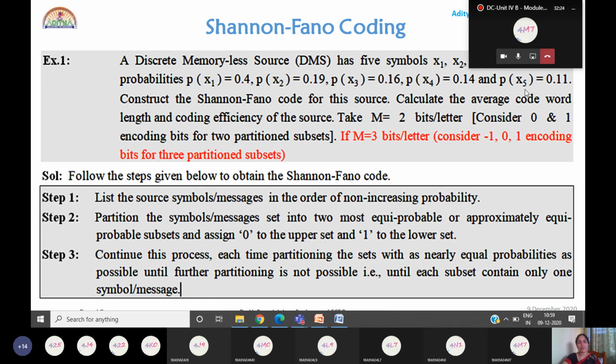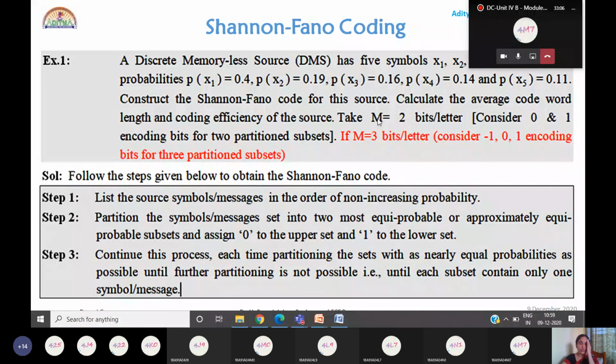So how many symbols are there? 5 symbols. In some problems they may mention them as elements or messages, so whatever the element may be, you should represent it accordingly in the table. If it's symbols, represent it as symbols; if messages, write it as messages. Now, 5 probabilities are given to you. Construct the Shannon Fano code for this source. Calculate the average code word length and coding efficiency of the source.